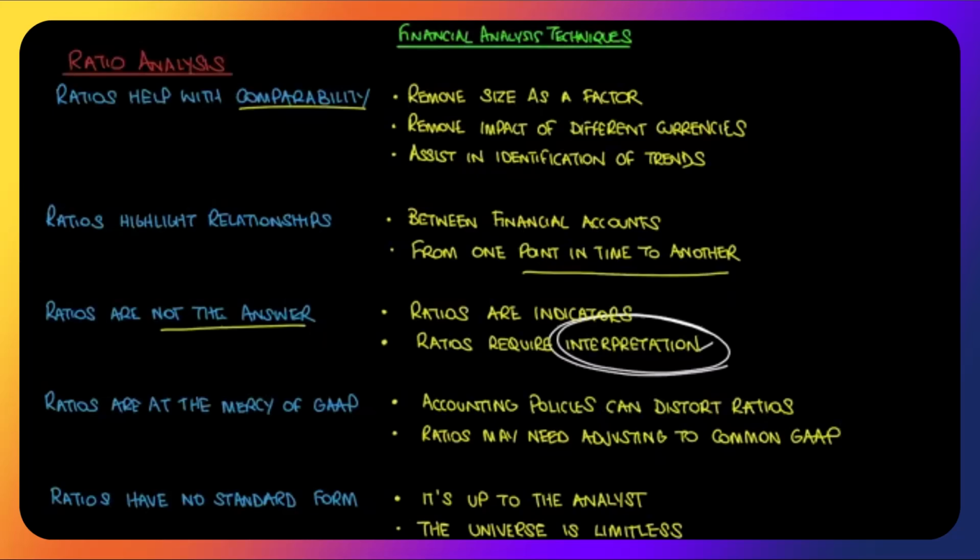Drawbacks of ratios: they are at the mercy of GAAP, generally accepted accounting policies. Accounting policies distort them. You've seen numerous throughout the modules. Think of LIFO versus FIFO in inventory. Think of your different depreciation methods within PPE. They may need adjusting to common GAAP. We're obviously talking there about IFRS versus US GAAP. So LIFO, FIFO is another good example. Only US would allow LIFO.